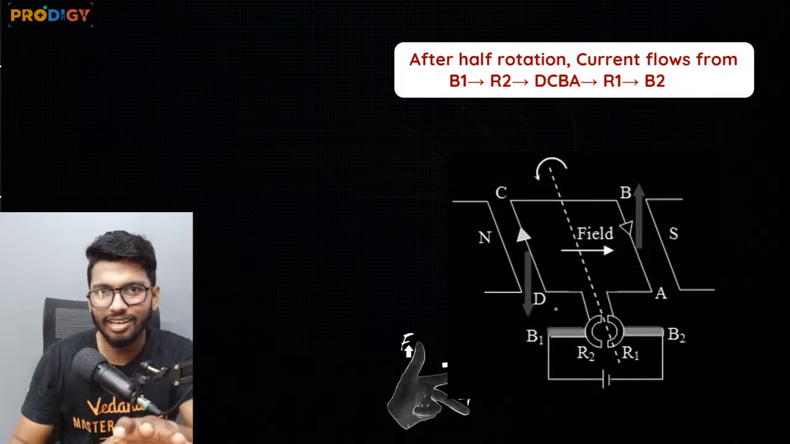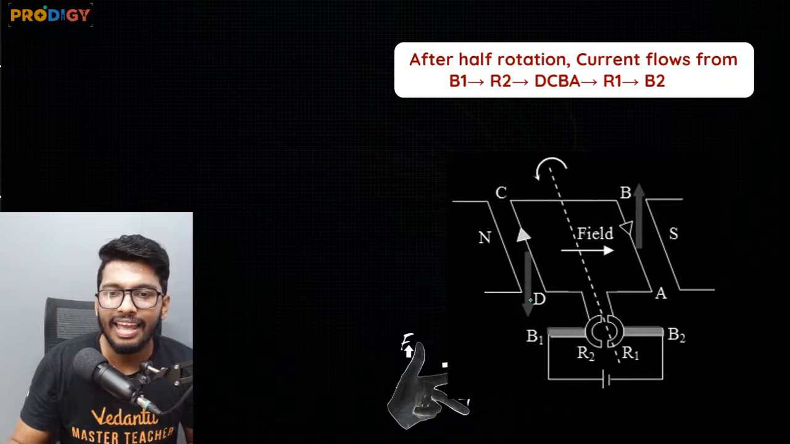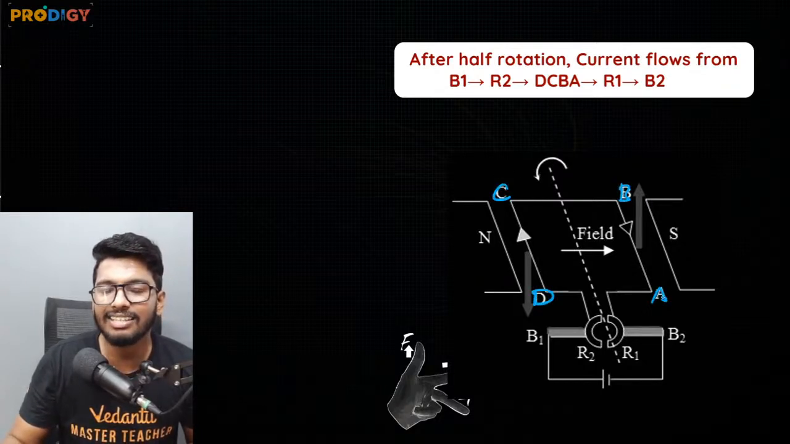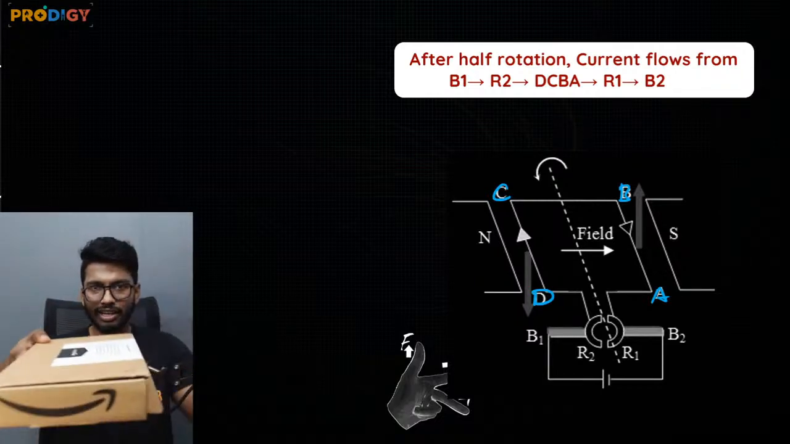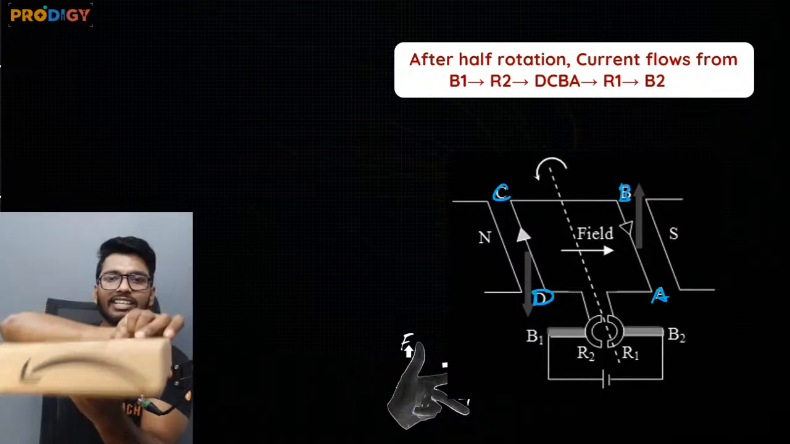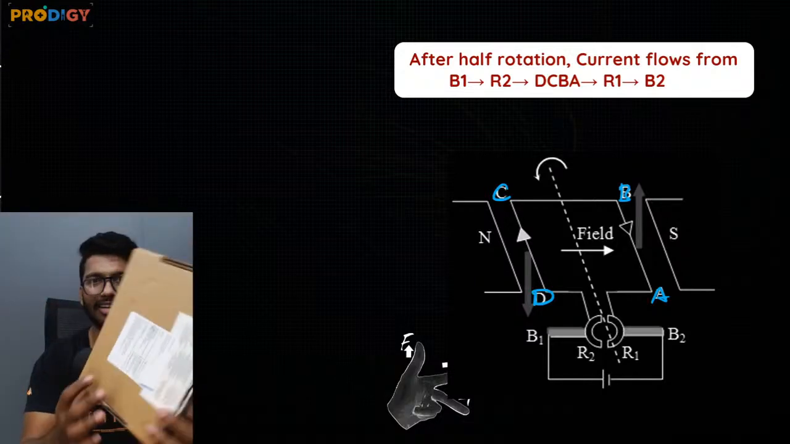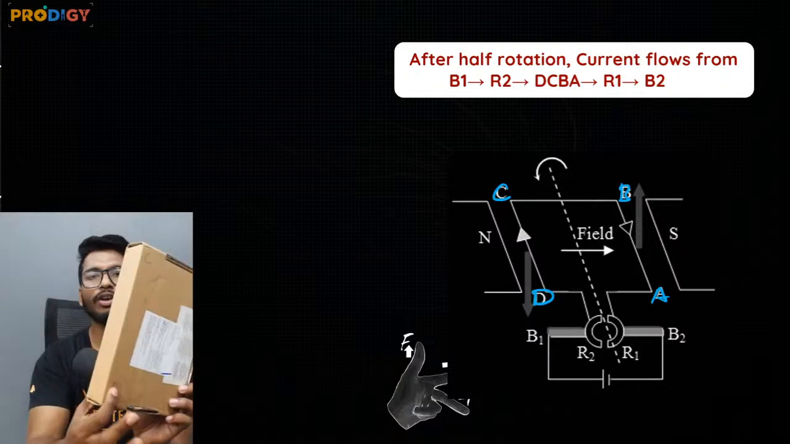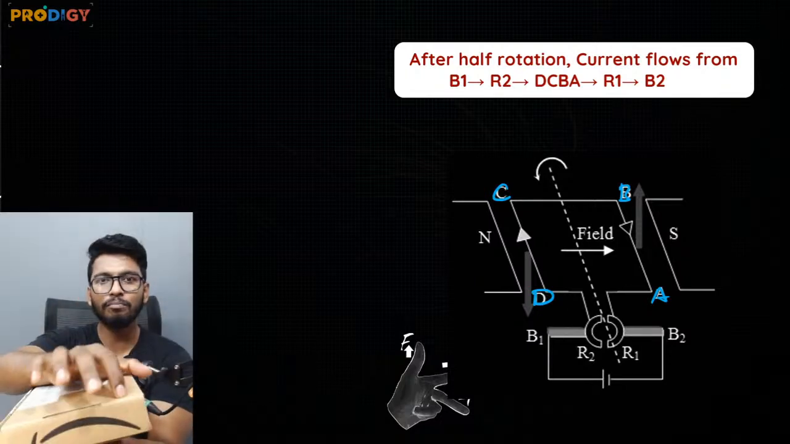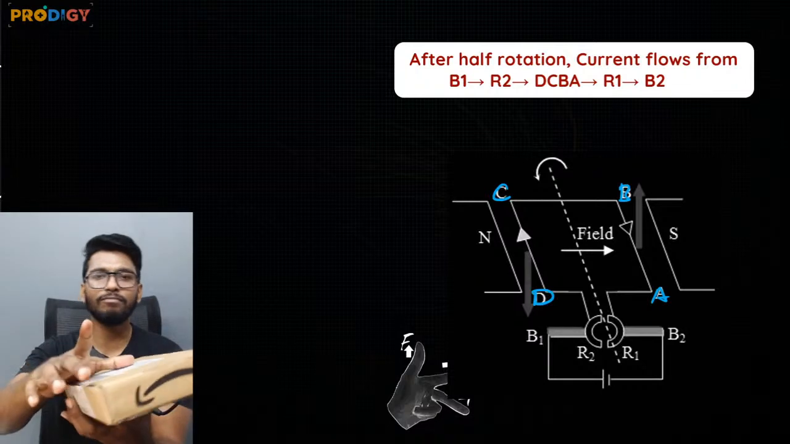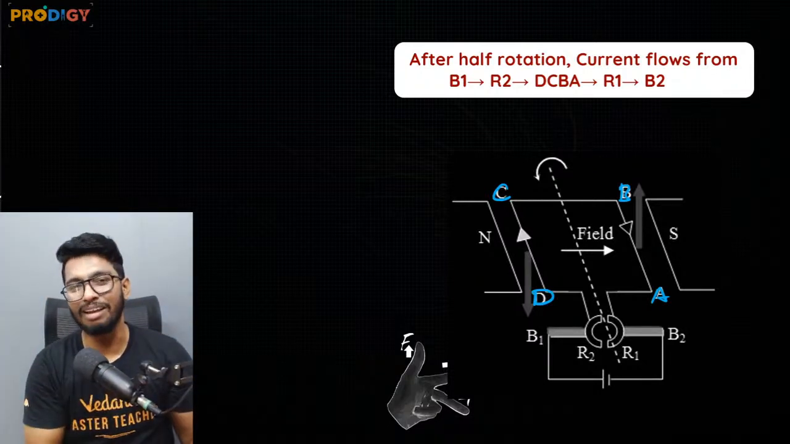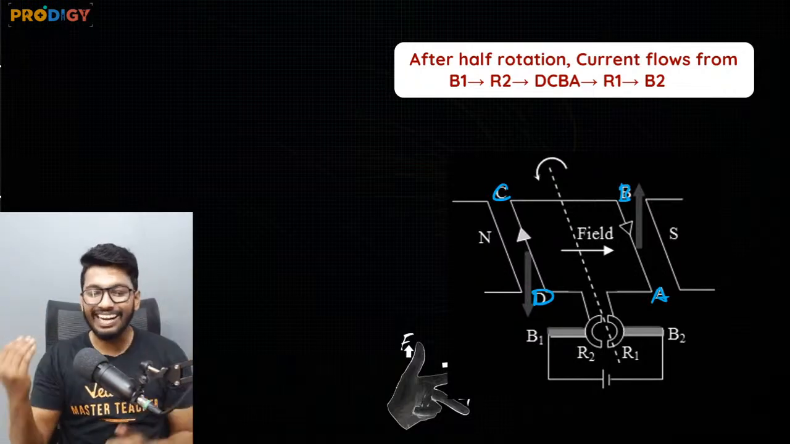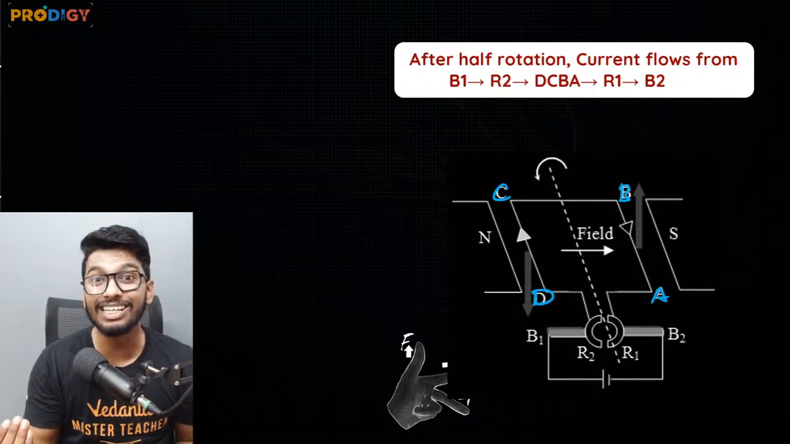Now, if you look at the armature coil, here you have D, this is C, this is B, and this is A. In other words, people, this is A, B, C, D, right? This is initially like this. When it turned around, what happened? Where there was A, now you have D. Where there was B, now you have C. Where you have C, now you have B. And where you have D, now it has become A. So basically the direction of current is changing here.